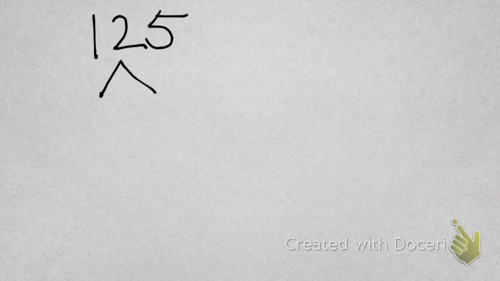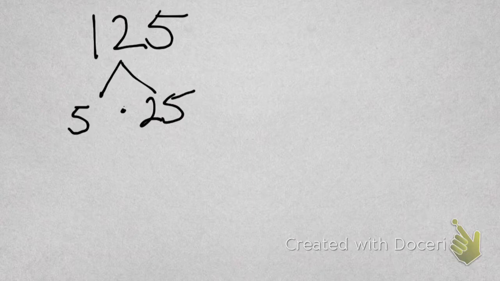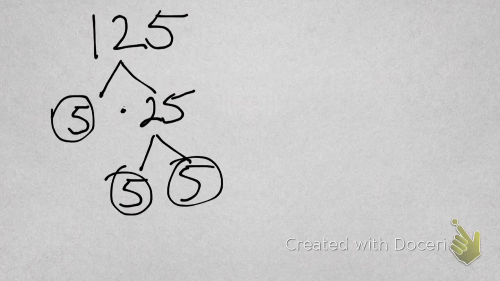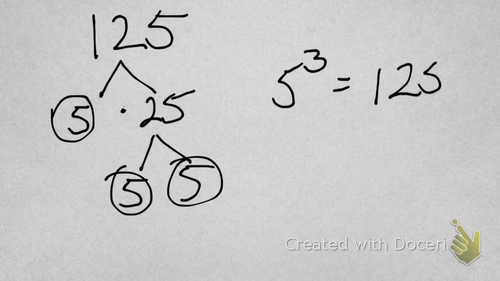Who's ready to do a bigger number? How about 125? Now I can't divide 125 by 2, because you know I always like to start with 2. But I can start with 5 because I know that 125 is divisible by 5. And if I look, 5 times 25 is 125. And 5 is a prime number. And 5 times 5 is 25. So I have 3 5's. So 5 cubed, or 5 to the third, is equal to 125.